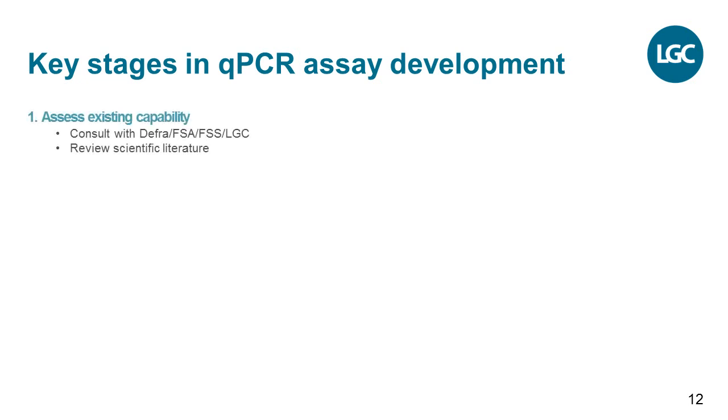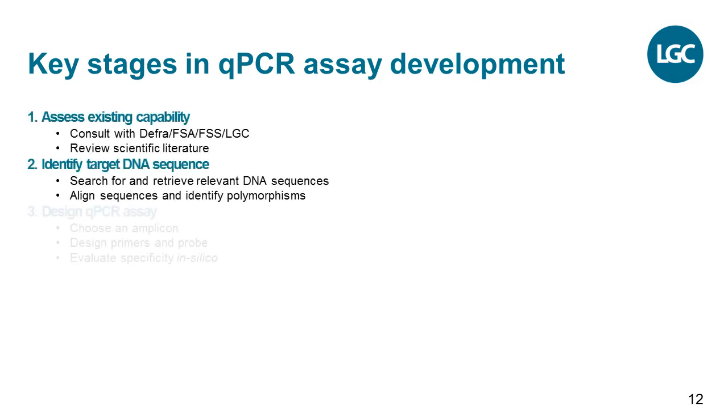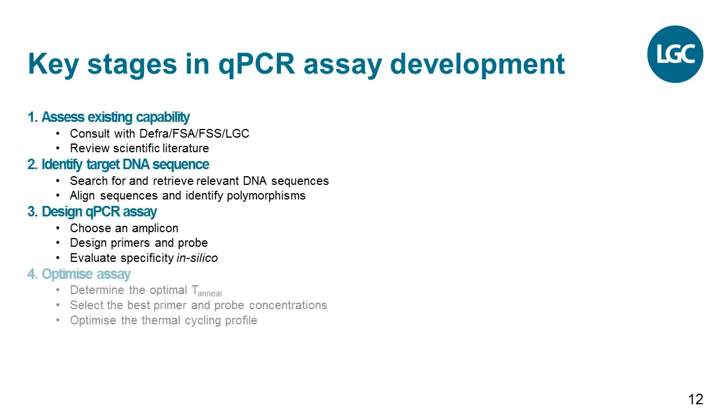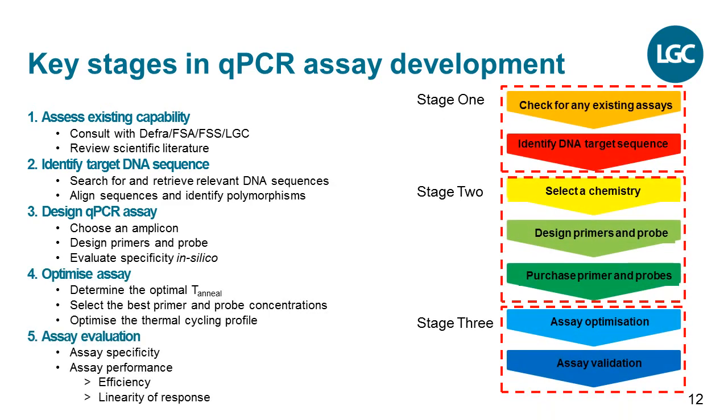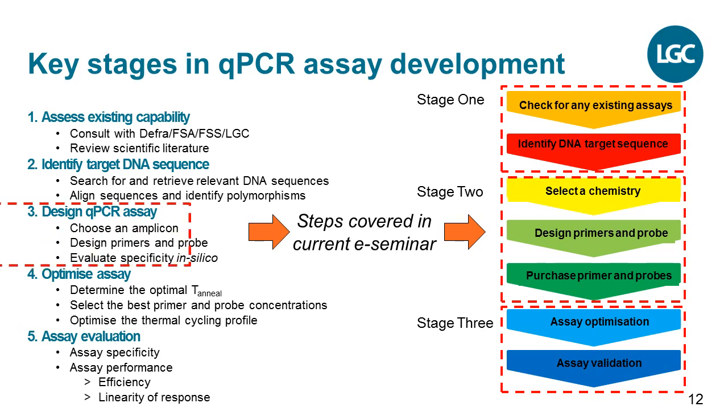There are 5 key steps in the development of custom quantitative PCR assays, which are summarized in the flow diagram illustrated here. However, the current e-seminar is aimed at the steps involved in stage 2 of the process and will therefore focus on the selection of an amplicon and the design of primers and probes.